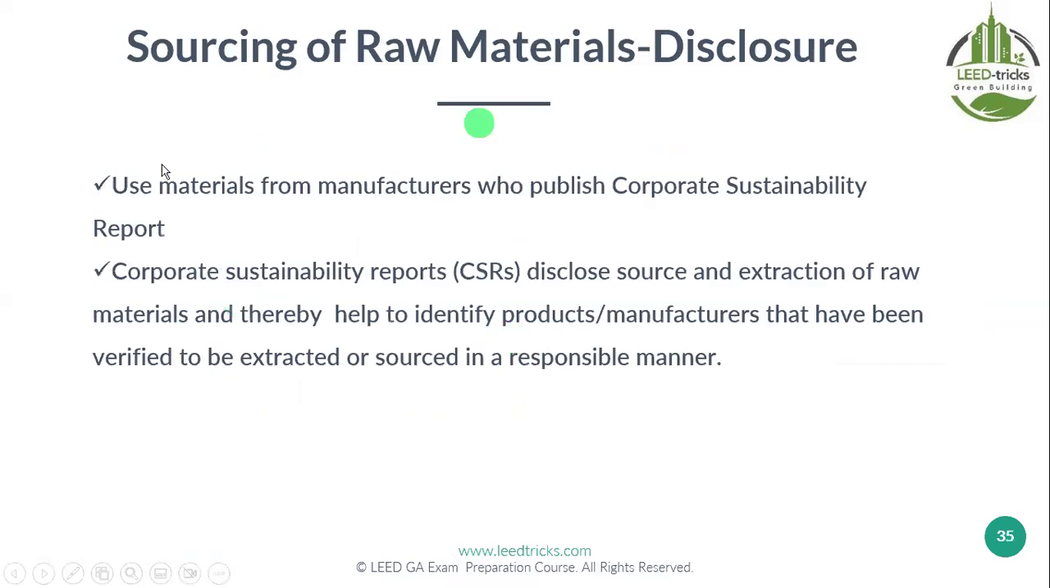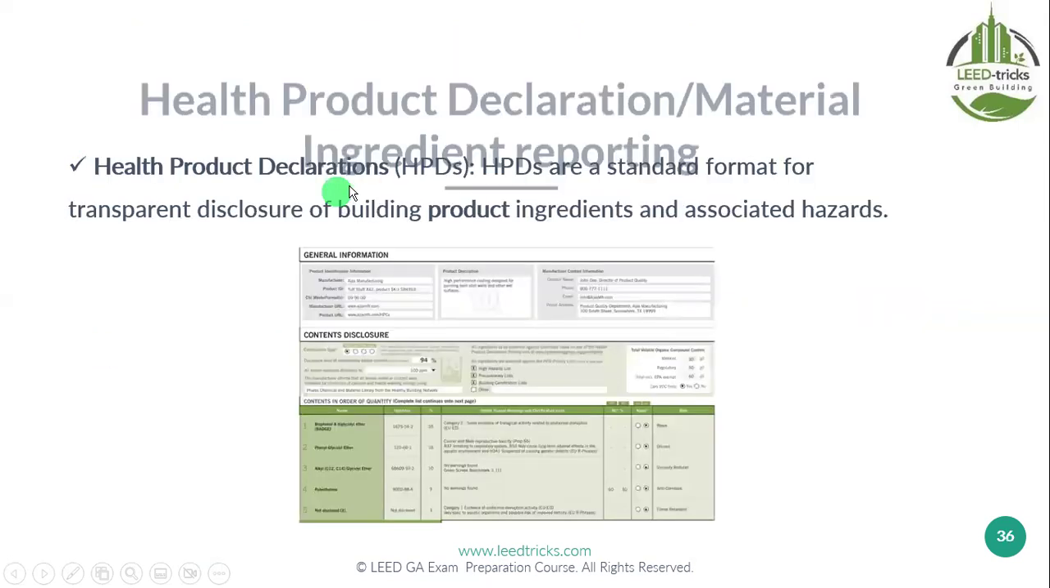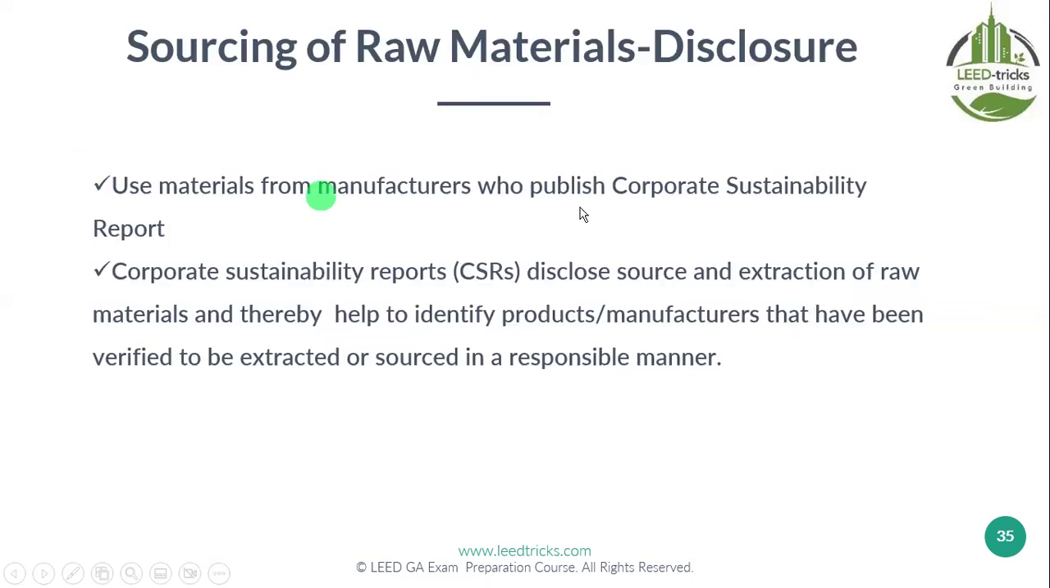Next credit is sourcing of raw material, or from where you bring your material. So they told you to use materials from manufacturers who publish a corporate sustainability report, and in LEED v4 I will tell you the requirement, which is 20 products from 5 or more suppliers should have a CSR.